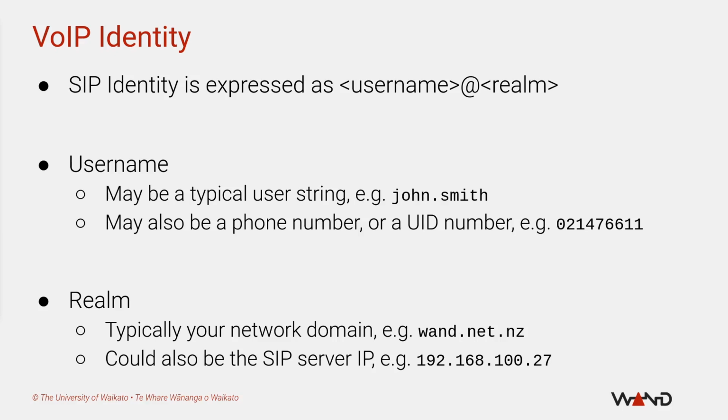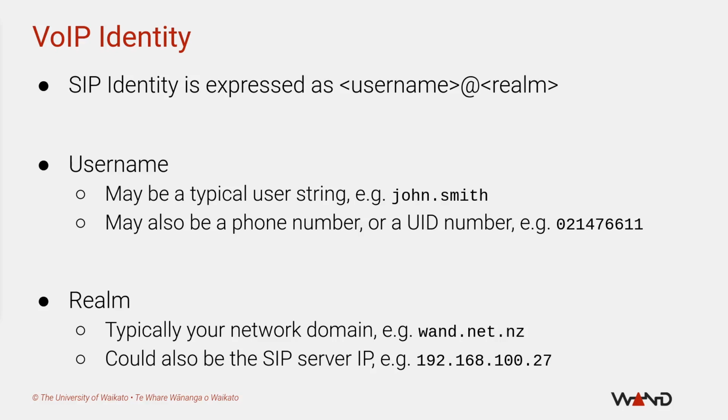In some networks, the username may be a conventional user string that is hopefully somewhat descriptive of the user's real-world identity. In other VoIP networks, the username portion of the identity might be their assigned phone number or some other unique identity number. The definition for a realm can also vary between networks. Some operators use their network domain name as the realm, but I have also seen cases where the realm is simply the IP address of the SIP server.